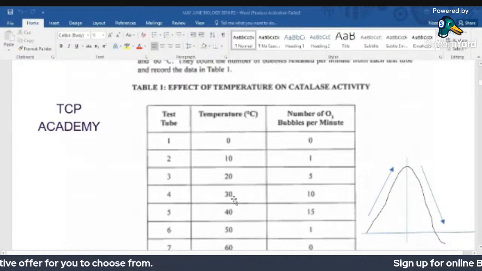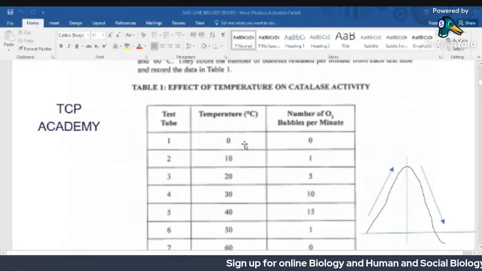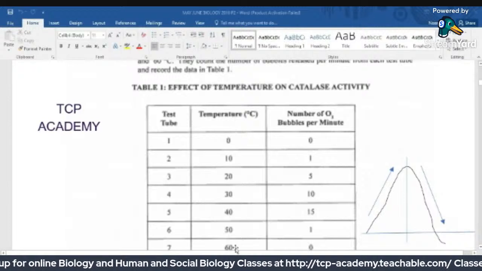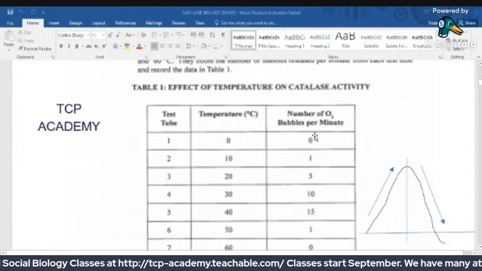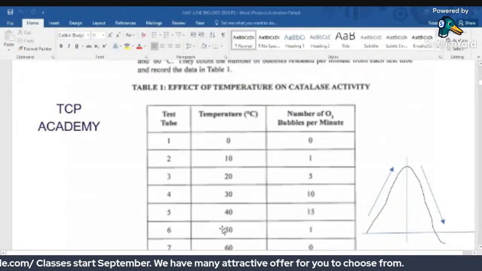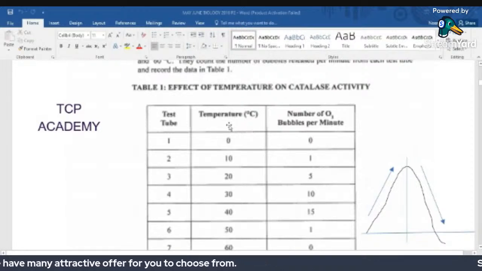Now, if you observe here, we are manipulating temperature because we have different temperatures, and the experimenter actually decided what the temperature would have been. On the y-axis, this is not up to the experimenter. This will change as a result of the experimenter changing what is on the x-axis. So the bubbles are going to be on your y-axis, and of course temperature on the x-axis.